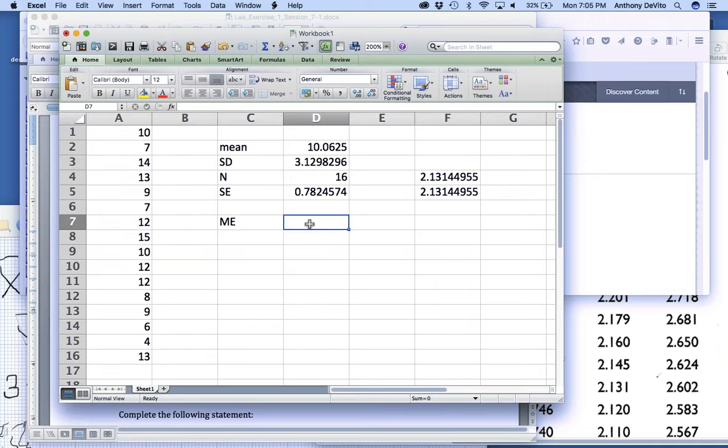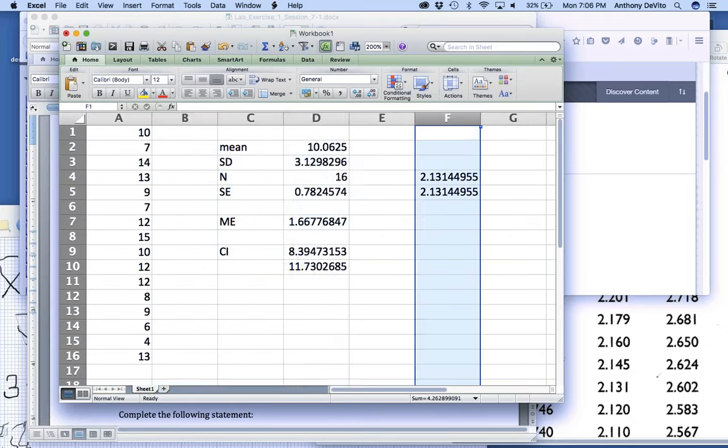So what's my margin of error going to be? It's going to be equal to 2.13 times my standard error. Okay, there's my margin of error. So now to calculate my confidence interval, it's going to be equal to my mean minus my margin of error, and it's going to be equal to my mean plus my margin of error. Okay, so there's my 95% confidence interval. Small sample size. I did the same thing with Excel. I'm going to repeat this one more time.